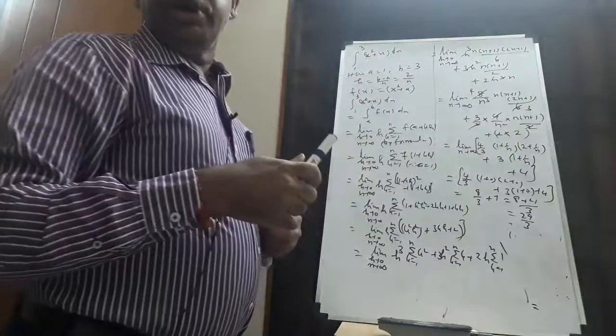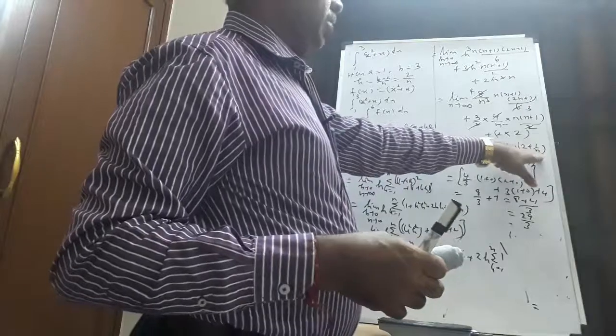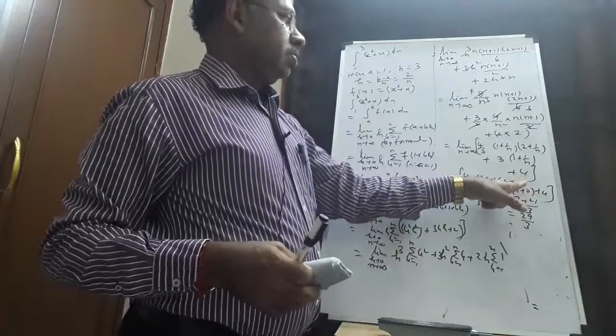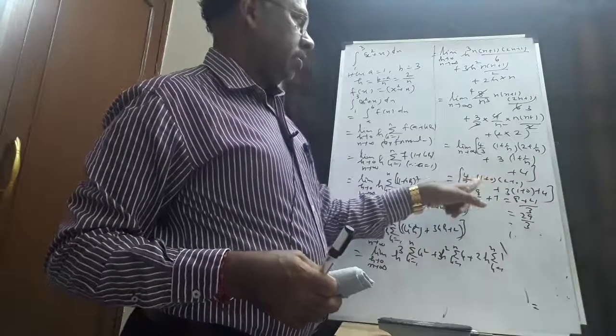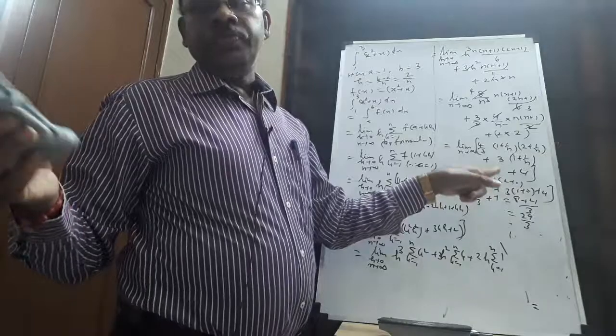That is 8 by n cube into n into n plus 1 into 2n plus 1 by 6 plus 3 by 2 into 4 by n square into n into n plus 1 by 2 plus 2 into 2. It's correct. 4 by 3 into 1 plus 1 by n into 2 plus 1 by n. Okay. Plus 3 into 1 plus 1 by n plus 4. It's correct. 4 by 3 into 1 plus 0 into 2 plus 0.